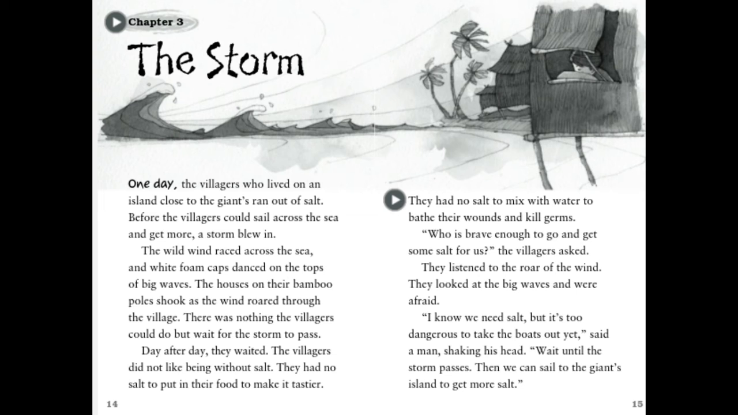"I know we need salt, but it's too dangerous to take the boats out yet," said the man, shaking his head. "Wait until the storm passes. Then we can sail to the giant's island and get more salt."